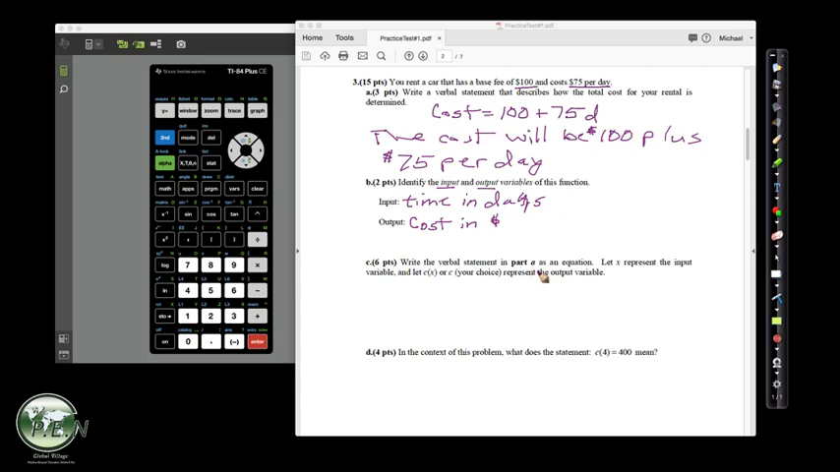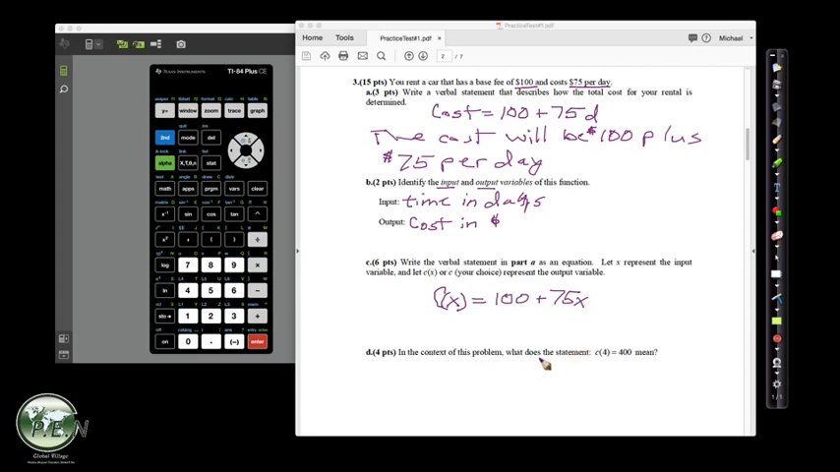Write the verbal statement in part A as an equation. Well, let x represent the input variable, let c of x equal, or c, your choice, represent the output variable. So we've actually already done that first, and that's what I find a lot of students will jump to first instead of the verbal statement. C of x, or the c, cost is equal to 100 plus $75 per day, which we're going to put in as x.